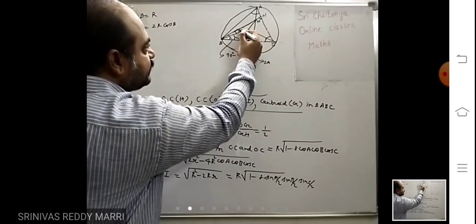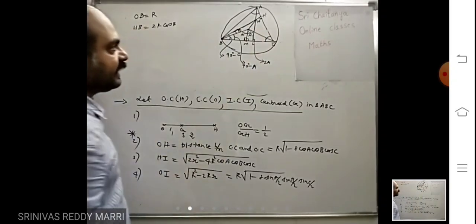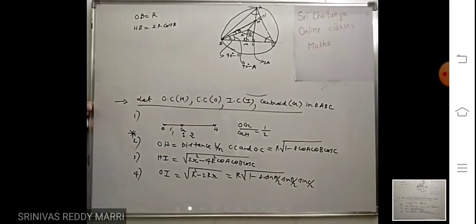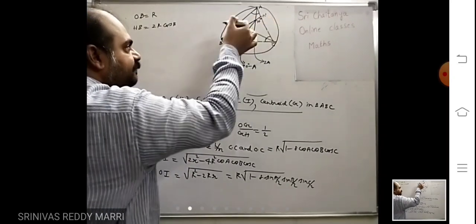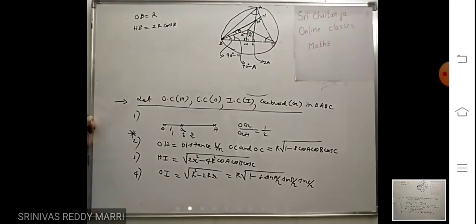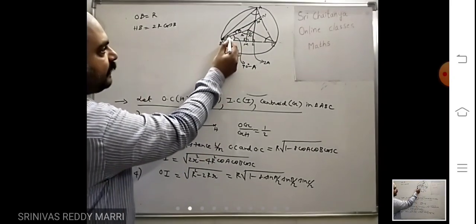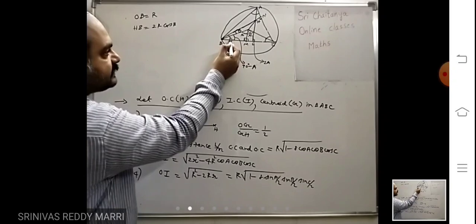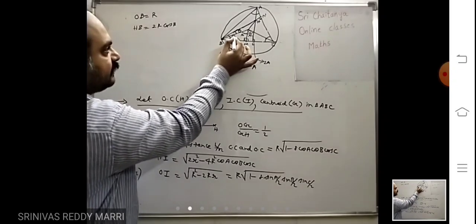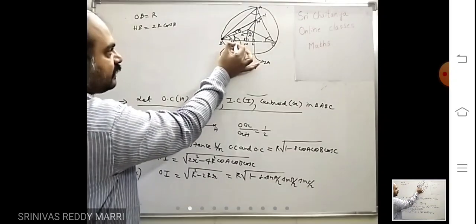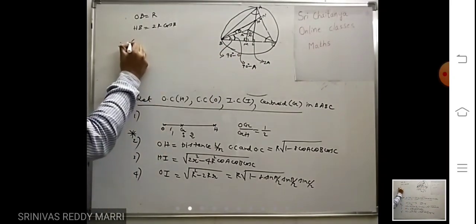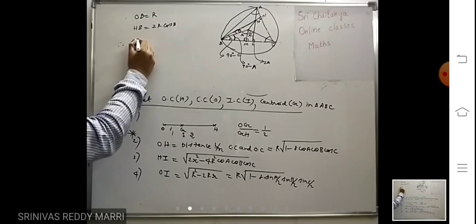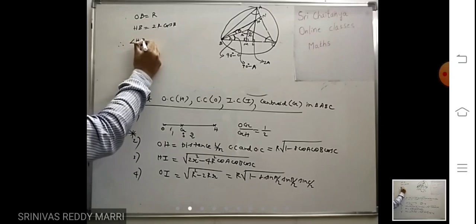Let us say our required angle is theta, the angle between OB and HB. Now this complete angle is nothing but 90 minus C. Therefore, angle HBO.